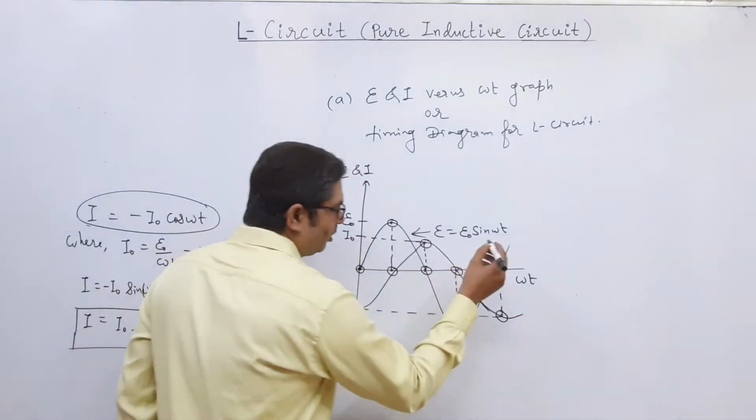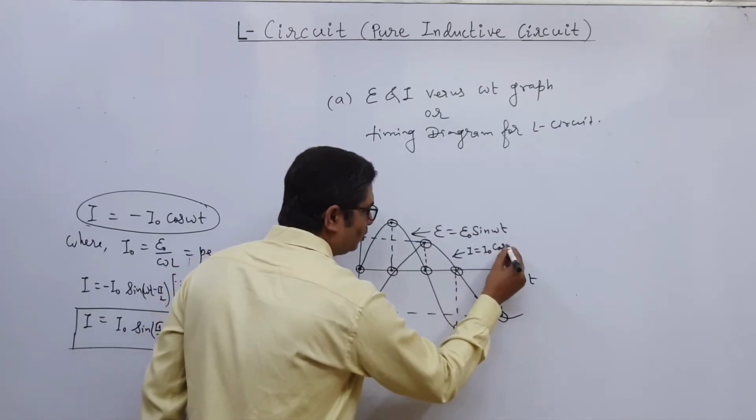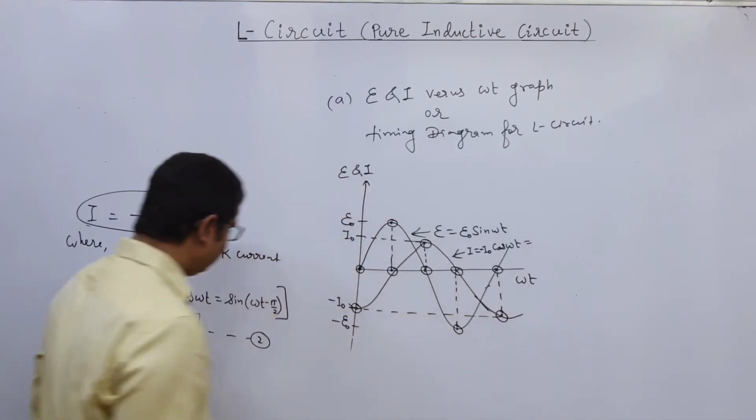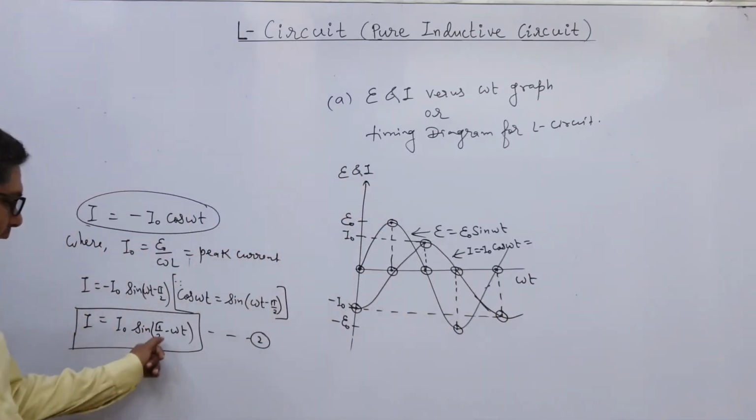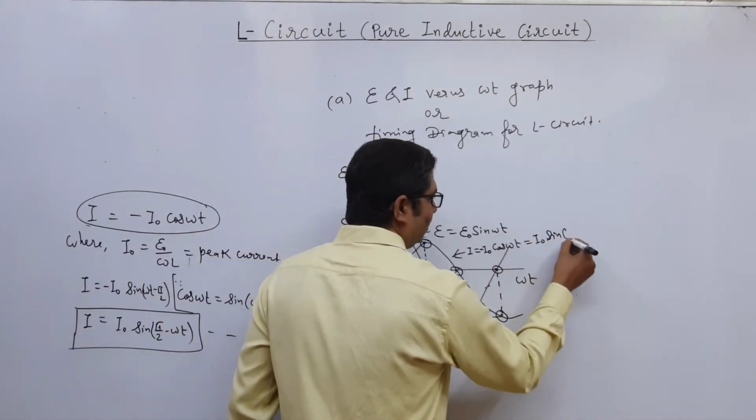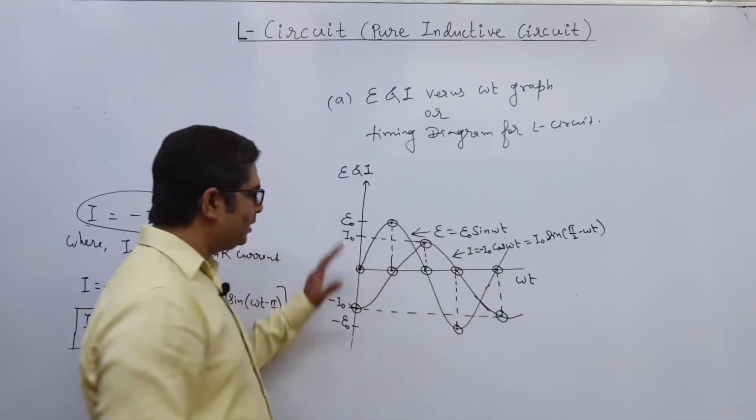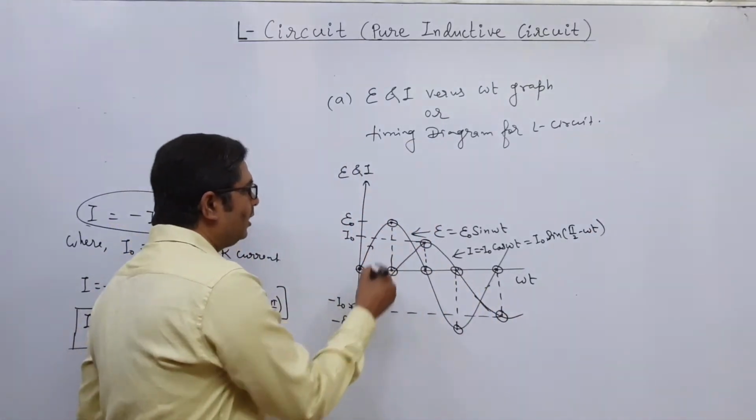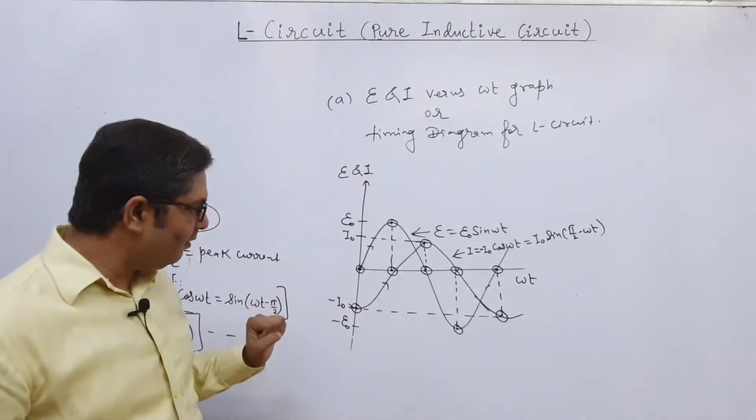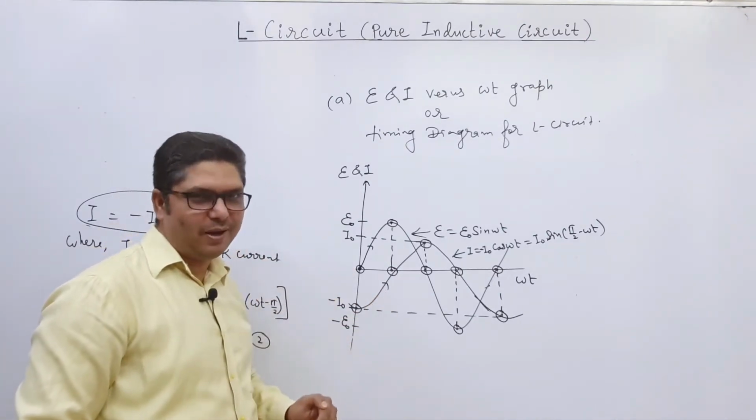So this equation shows you I equals minus I naught cos omega t, which can also be written as I naught sin (pi by 2 minus omega t). So this is the graph known as the E and I versus omega t graph. Here the graph indicates that current lags behind EMF by pi by 2.